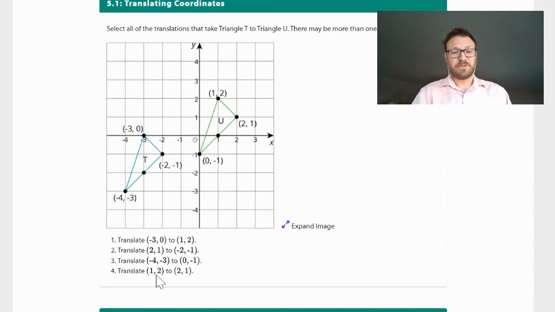Last one, we're translating 1, 2 to 2, 1. That's on the same triangle. That doesn't even make sense. That didn't even do what we asked it to do. So no, that wouldn't work. No bueno. So in this case, it's going to be just 1 and 3. I hope that those are the two that you selected as well.